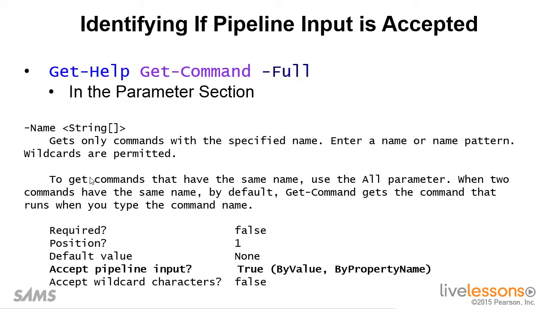If you look towards the bottom of the screen, you will notice some text that I've marked in bold. And it says accept pipeline input. And you will notice that with the name parameter for Get-Command, that is set to true, and that it will accept it by value or by property name. We'll get into that in more depth next.